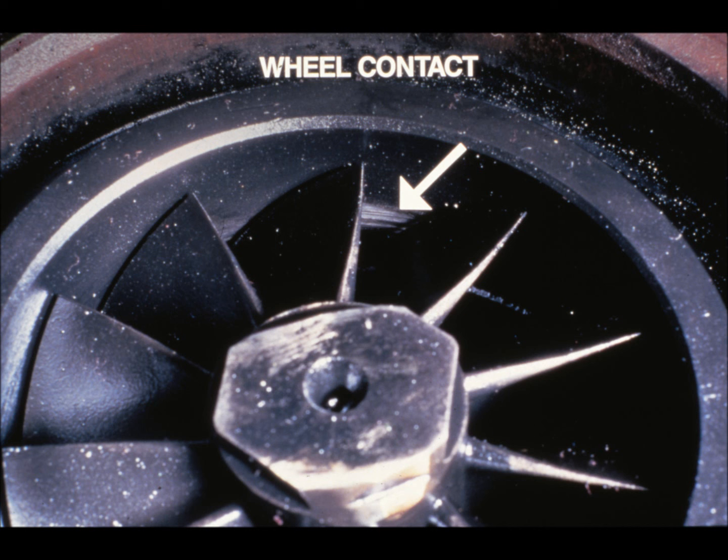Turbine wheel contact with the housing is also a turbine side failure mode. Like the compressor wheel, this is a secondary failure. Any problem which causes excessive shaft movement, such as a bearing failure or shaft imbalance, will cause wheel contact. A close check is important.